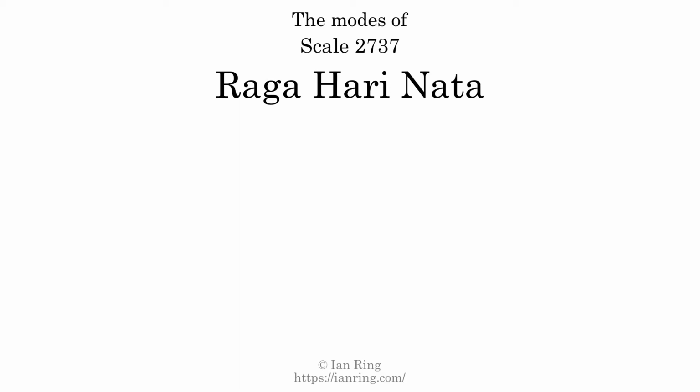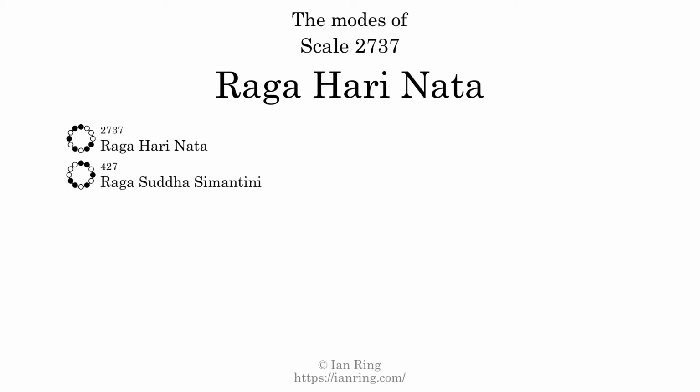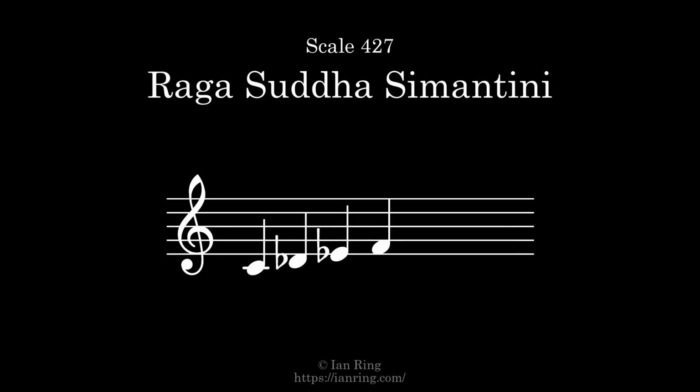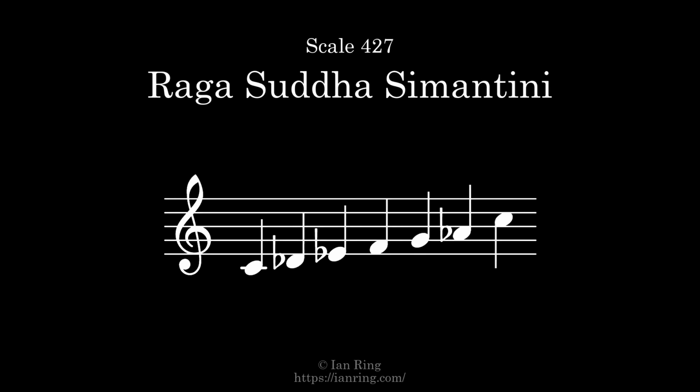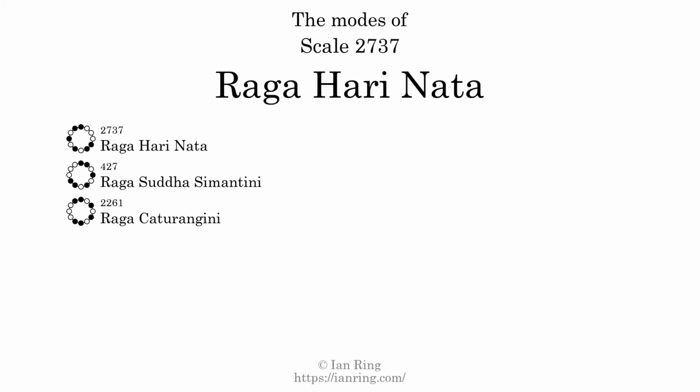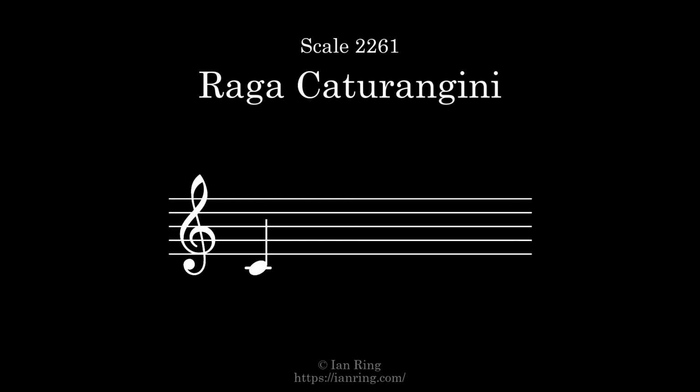This scale has 6 modes. The first mode is itself. The second mode is scale 427, also known as Raga Samantini. It sounds like this. The third mode is scale 2261, also known as Raga Kacharangini. It sounds like this.